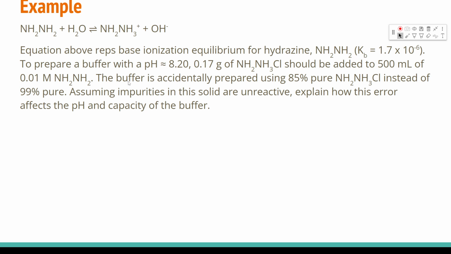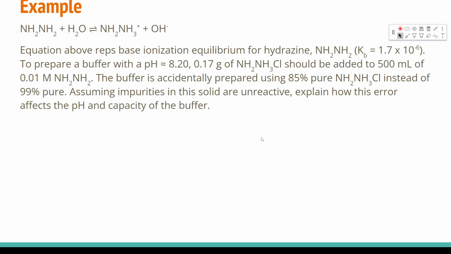And so we are trying to prepare a buffer at 8.20, and so we're going to use, what is this called again? Hydrazinium. Yeah, so we're using hydrazinium, which is the conjugate acid of the hydrazine, because it's the NH2NH3 plus, the ion part, and then chloride is just going to chill in solution as a spectator.